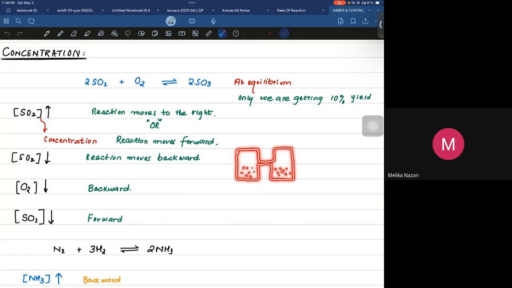Since this is the dynamic equilibrium, let's suppose two particles are moving from left to right, and at the same time, two particles are moving from right to left. Would you see any change? No, because this is a very smooth change. It's called dynamic equilibrium. Whenever we say any reversible reaction, 100% the reaction would be at dynamic equilibrium.